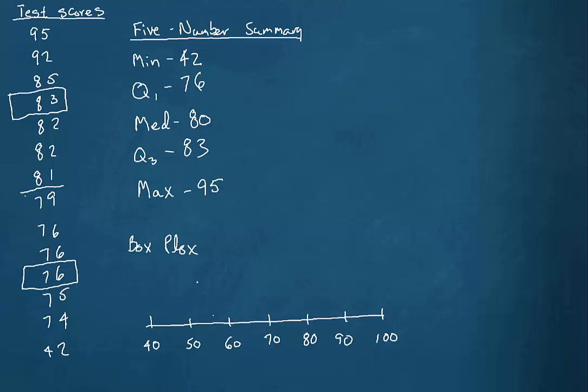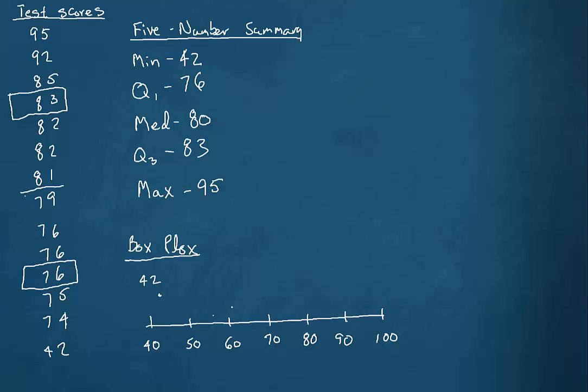From this set of values, we can construct what's called a box plot. It is very important that a box plot is scaled. So I've drawn this range of the number line here from 40 to 100 and tried to separate the tens off as evenly as possible. The way a box plot is constructed is by putting a dot above this x-axis here at the point where the minimum value is, and then labeling that minimum value, 42.